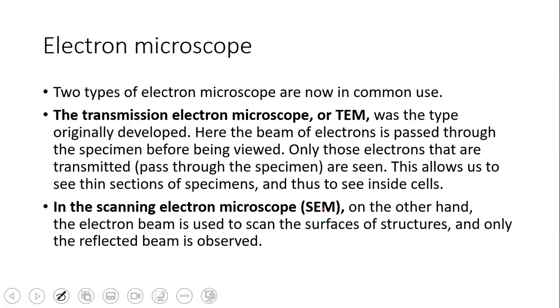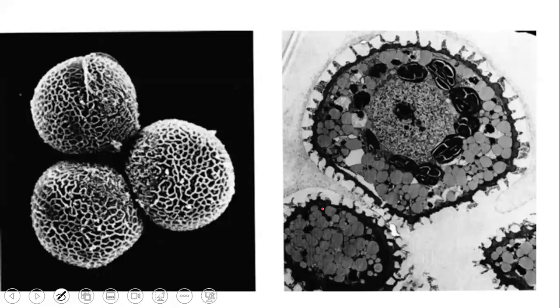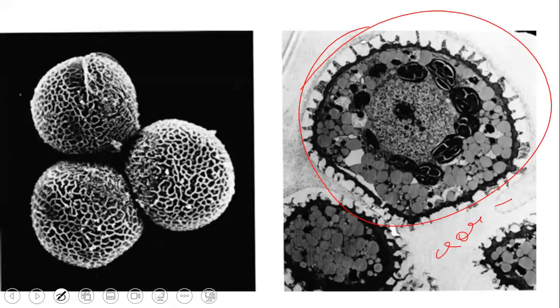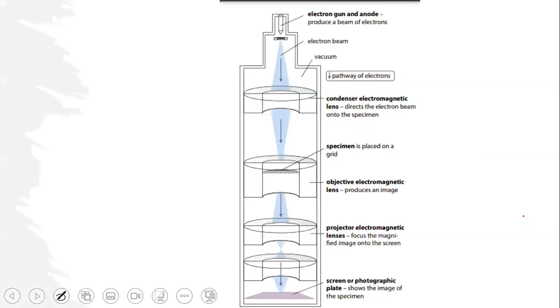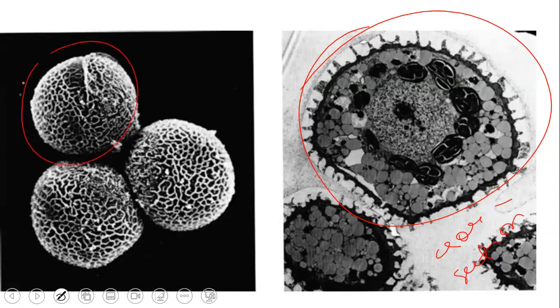Now, when we talk about electron microscopes, we have two types: a transmission electron microscope and a scanning electron microscope. A transmission electron microscope allows you to see the inside of the cell, the cross section. If I want to see the inside of the cell, I will be using a transmission electron microscope, right? On the other hand, if I want to see the surface of the cell, I will be using a scanning electron microscope.